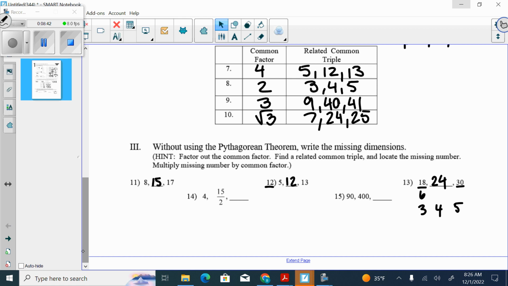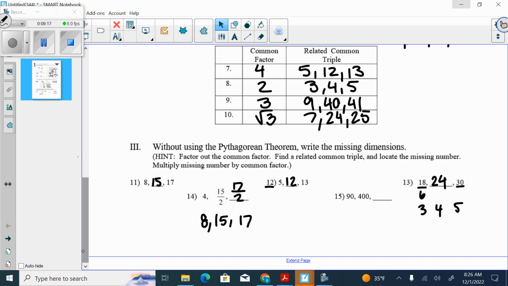Okay. All right, on 14. And we don't want to have a fraction, obviously, right? So how do I get rid of that fraction? Multiply by 2, right. So that's going to turn this into 8, this into just 15. So what goes with 8 and 15? 17. But for it to fit the pattern, we have to divide by 2. So in the blank, I'll have 17 over 2.